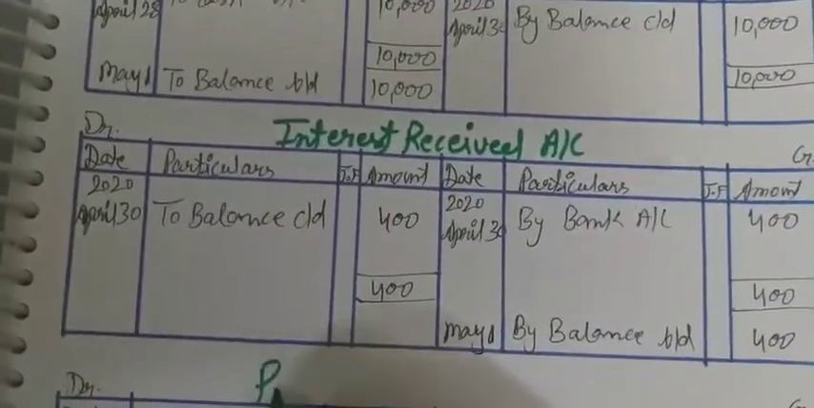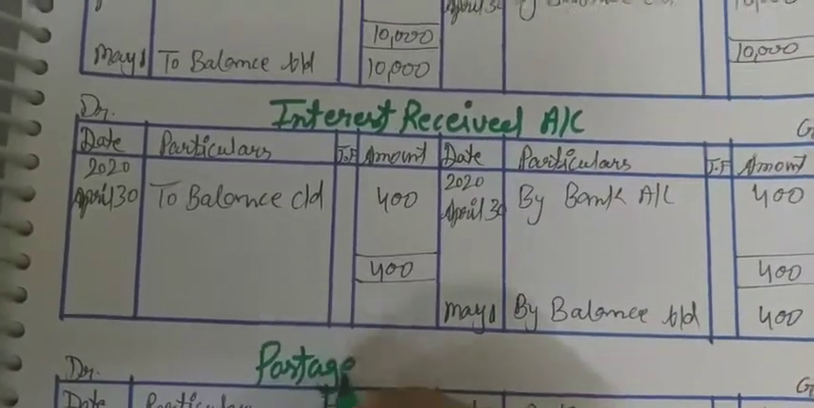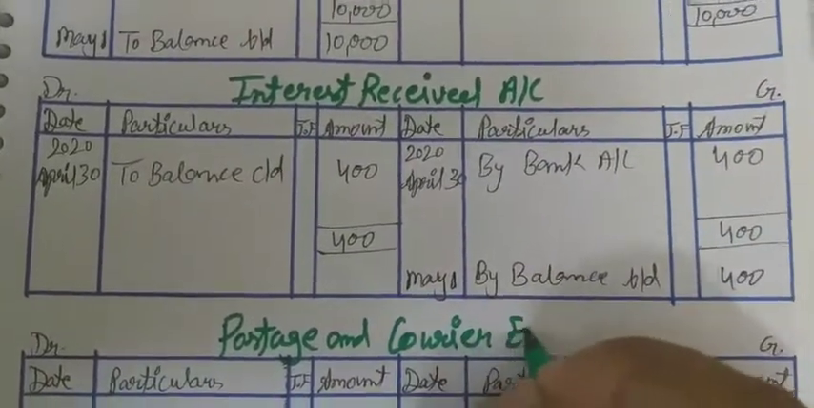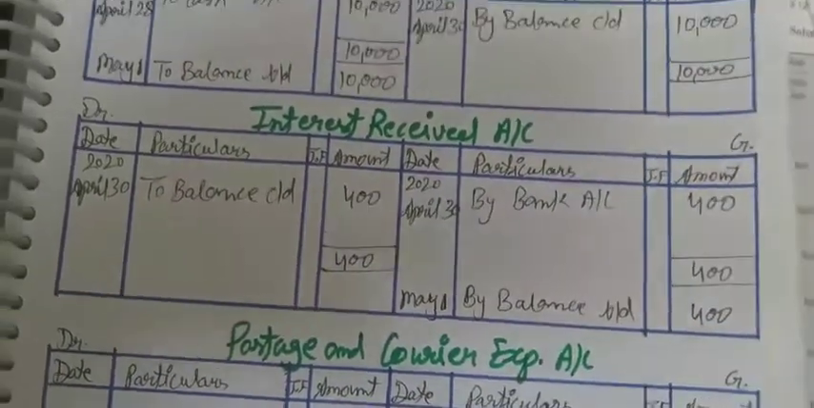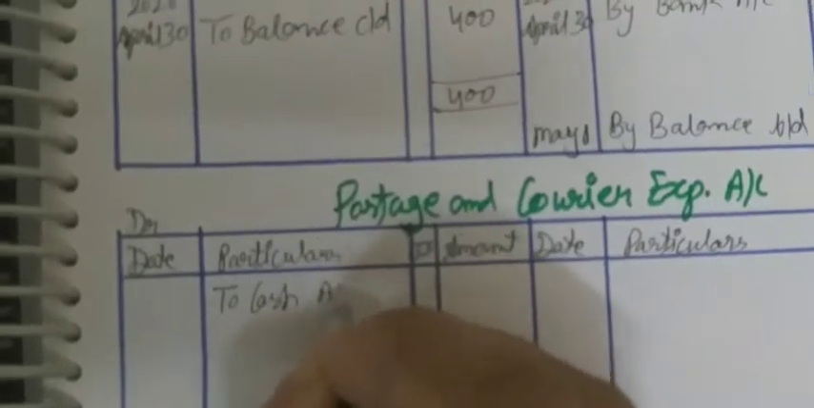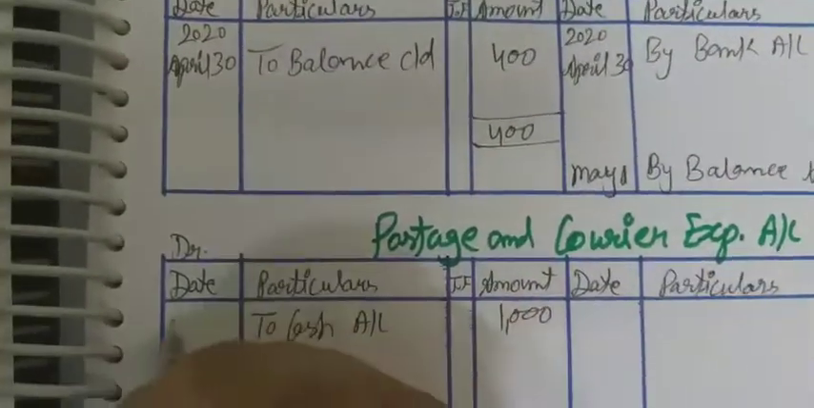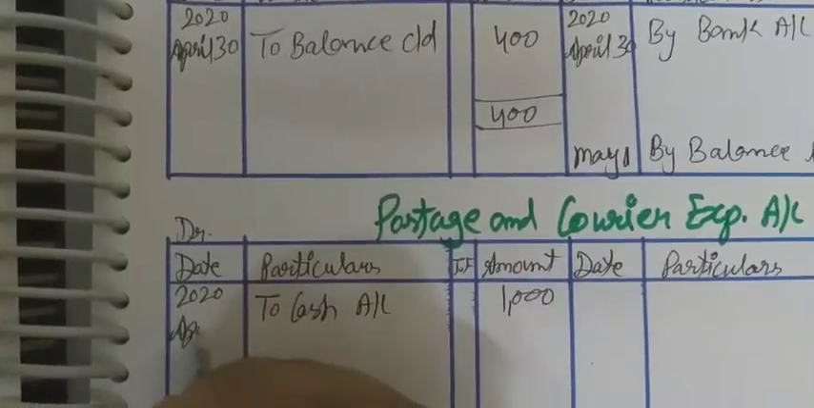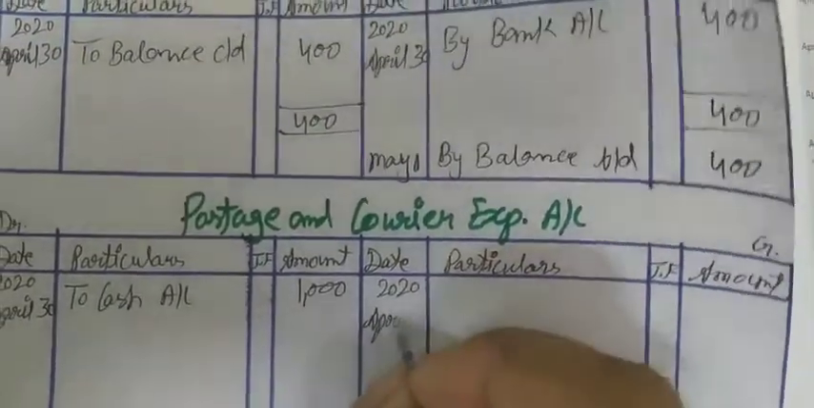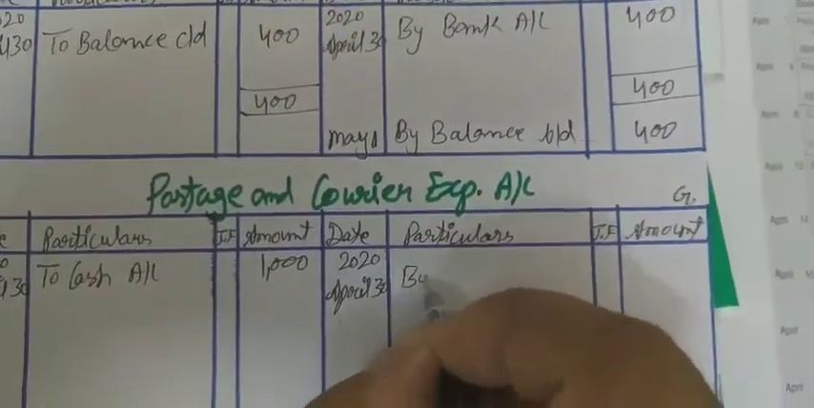Student, according to the last transaction, the postage and courier expenses account, the cash account is already prepared. So now the postage and courier expenses account. According to this, it is debited on April 30 with the cash with rupees 1000. So to cash account rupees 1000, 2020 April 30.